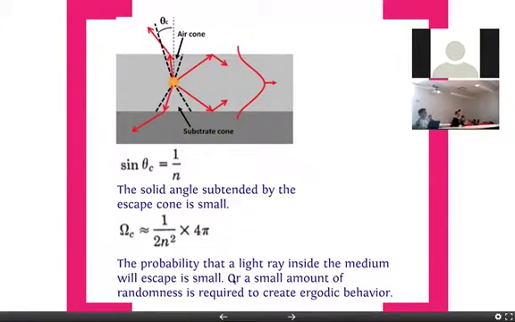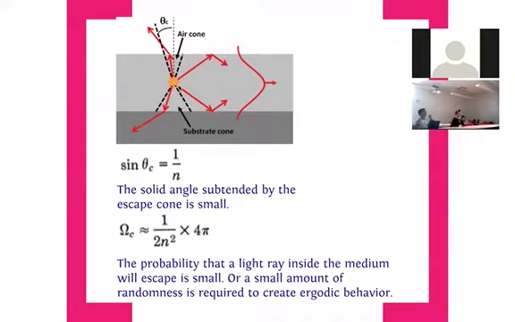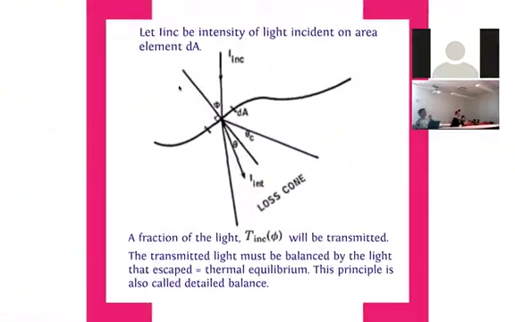Another way to think about it is that only a small amount of randomness is required to create ergodic behavior. So with even just a tiny bit of random texturing, we can get ergodic behavior very, very quickly because very little of the light actually escapes. You only need a little bit of angular randomness in order to trap the light. This will become obvious also as we go on.